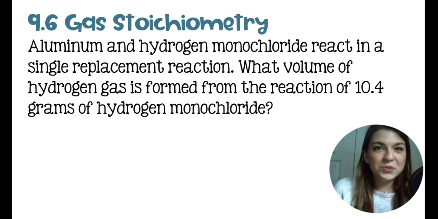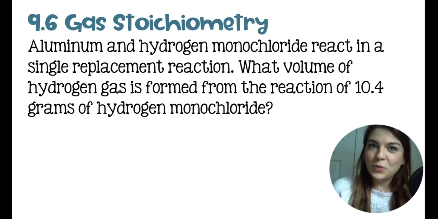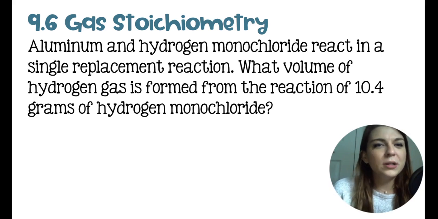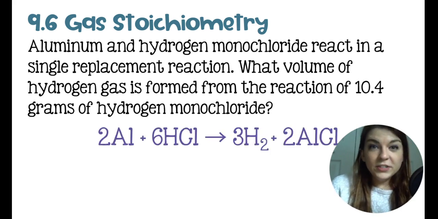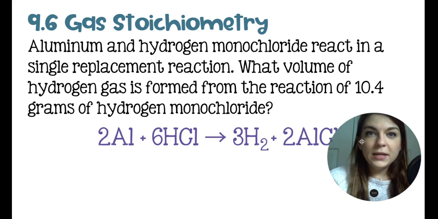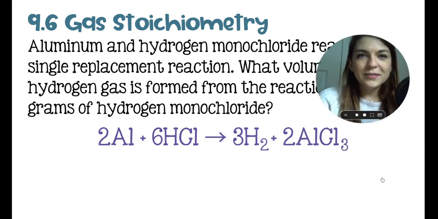Last topic is on gas stoichiometry. So we have this question. Aluminum and hydrogen monochloride, which you may know as hydrochloric acid, react in a single replacement reaction. What volume of hydrogen gas is formed from the reaction of 10.4 grams of the hydrogen monochloride? The first step of any stoichiometry problem is to determine your balanced equation. So here we have the equation, and now we're going to move forward with some calculations.